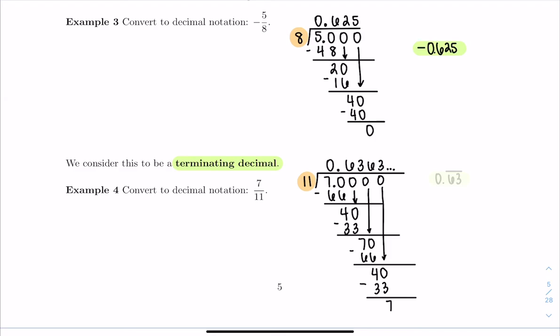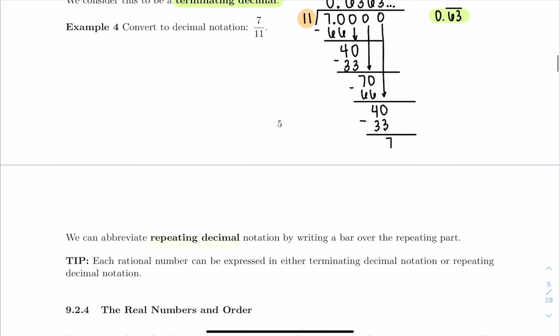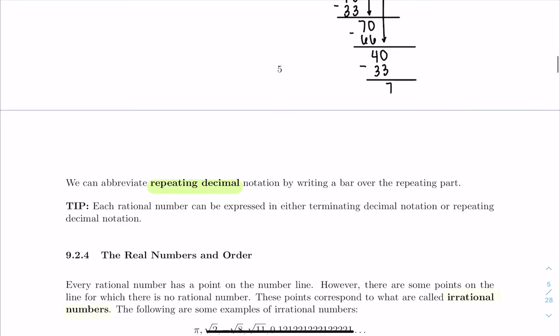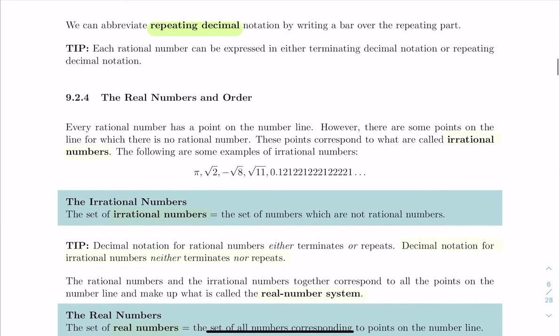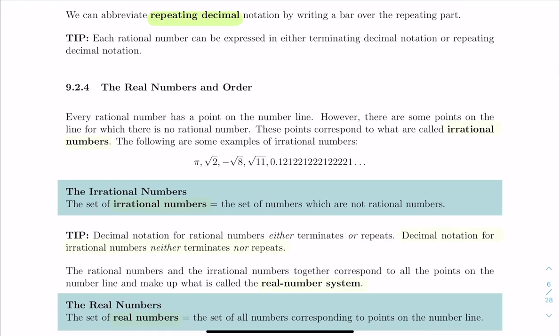And so the way that we write this is 0.63, and we put a bar over the piece that is repeating, which in this case is both the 6 and the 3. And this is called a repeating decimal. And so each rational number can be expressed in either a terminating decimal notation or a repeating decimal notation.